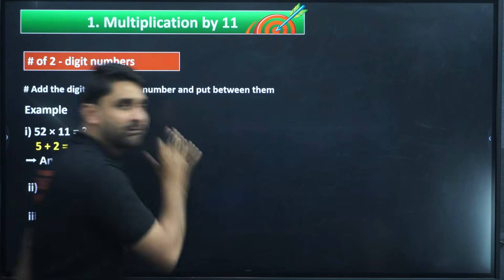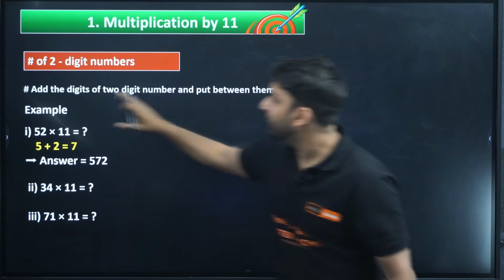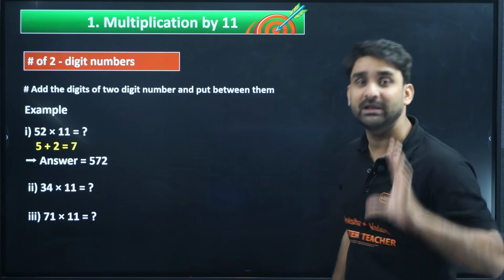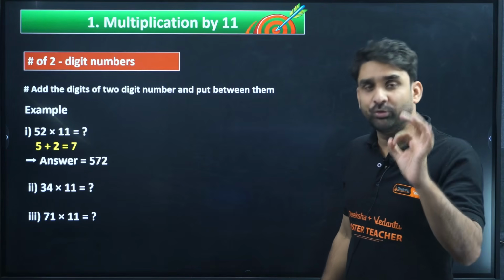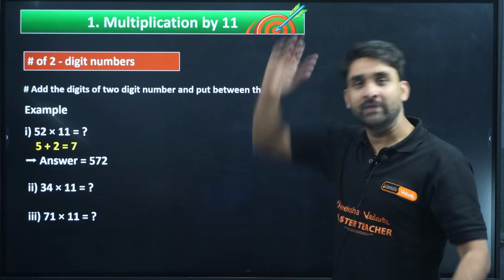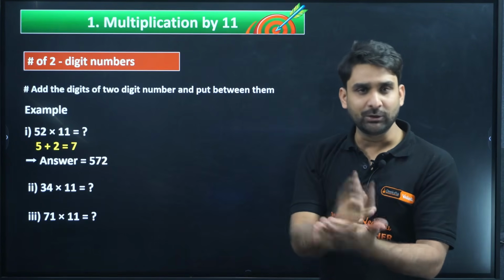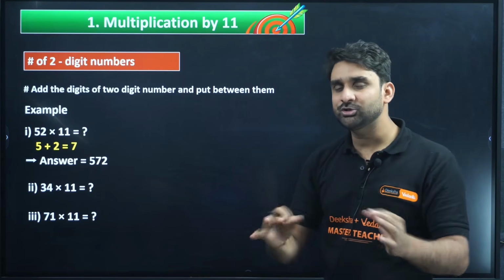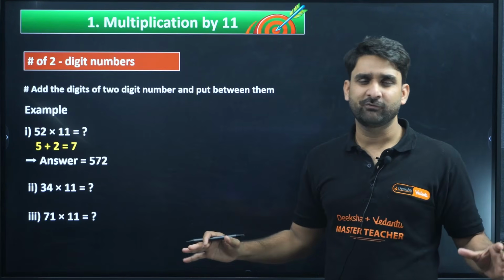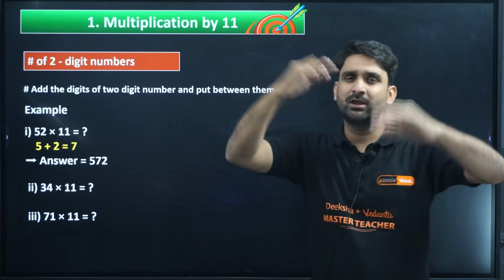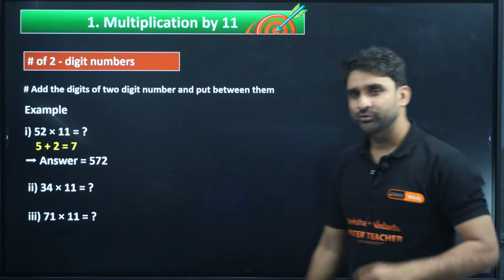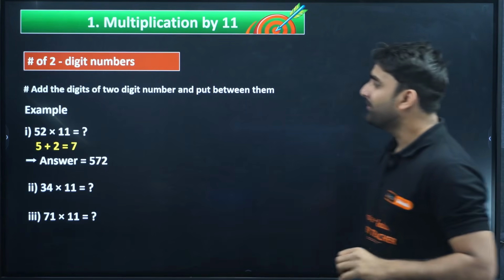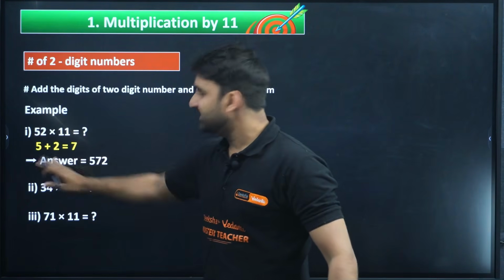Okay, so look, the first short trick I have come up with is for multiplying any two-digit number, from 10 to 99, with 11. So how should you do the multiplication? Forget the ordinary, old method. That will take your huge time and waste your time. Don't follow that. Listen, this is the short trick.